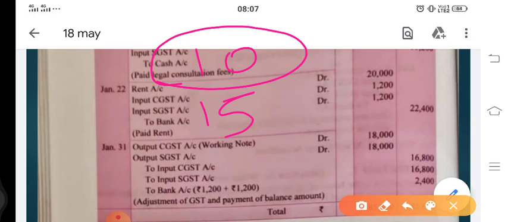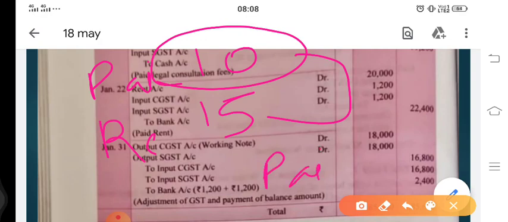What we have to do here is subtract that 10 rupees from 15, because 15 we have received, 10 we have paid. So we'll subtract paid from the received. जो GST हमें रिसीव हुआ है उसमें से जो GST हमने पे किया है उसको सब्ट्रैक्ट कर दीजिए. जो डिफरेंस बचता है that will be the amount of GST that we have to pay to the government.